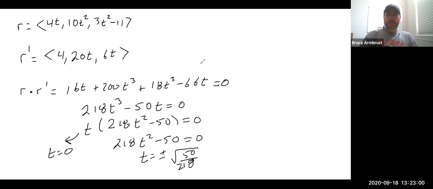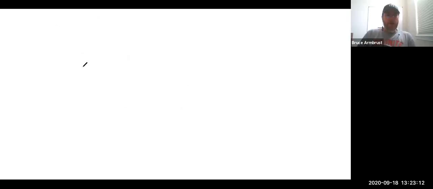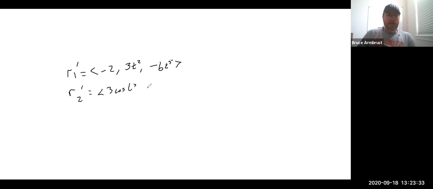All right. So can we all see the whiteboard? Yeah. Okay, let me just clear it all off. All right, so R1 prime, the derivative of that one's going to be minus 2, 3t squared, and minus 6t to the fifth. R2 prime is going to be 3 cosine of 3t, minus 3 cosine of minus 3t, comma 1.